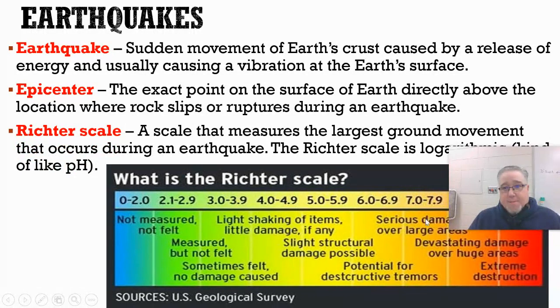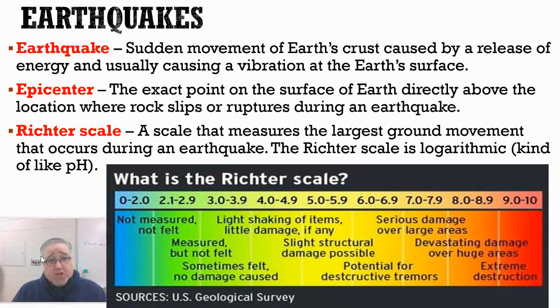But we typically measure the strength of an earthquake using something called the Richter scale. Now, the Richter scale, kind of like the pH scale, pH goes to 14, the Richter scale only goes to 10. But this is a logarithmic scale. So, for example, let's say that you have an earthquake with a magnitude of 5.